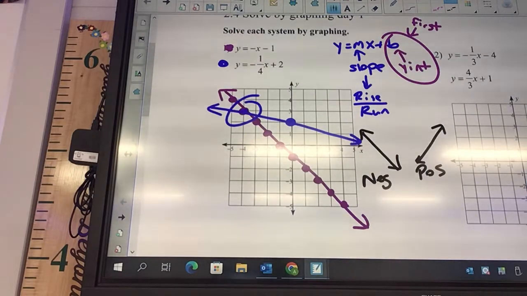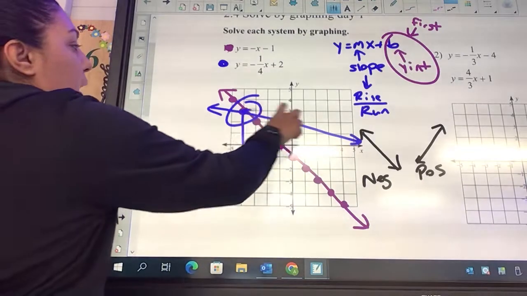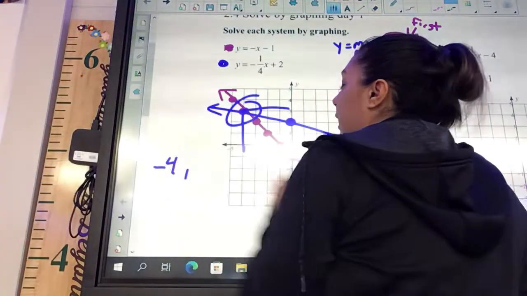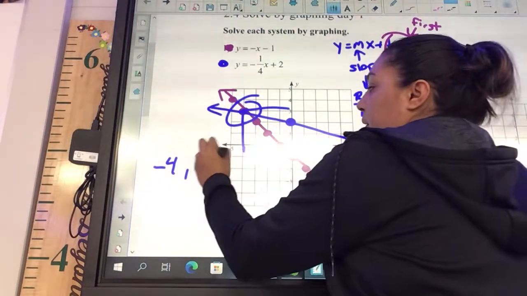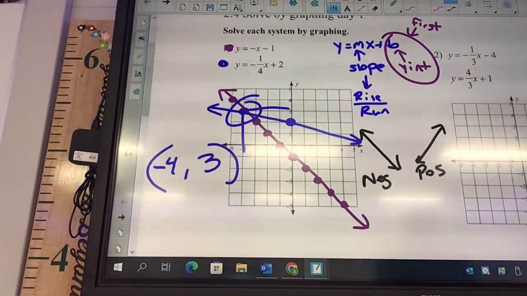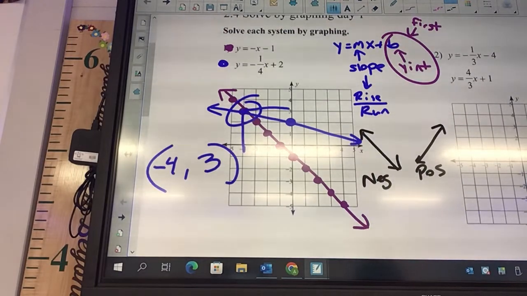Okay, what is that point? Negative 4, so we're going to look at the x line and the y line. What is that point? Negative 4, comma, 3. Okay, and that's our solution to these graphs. So line 1, you got to make as many points as possible. Line 2, you do as little as possible. Okay?